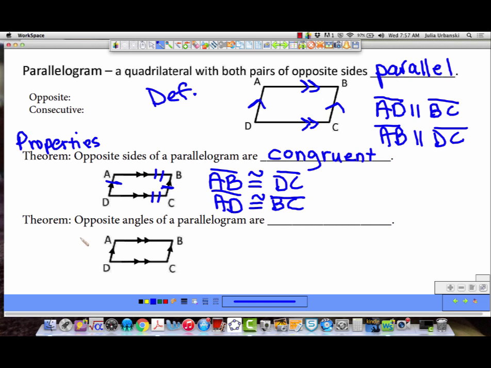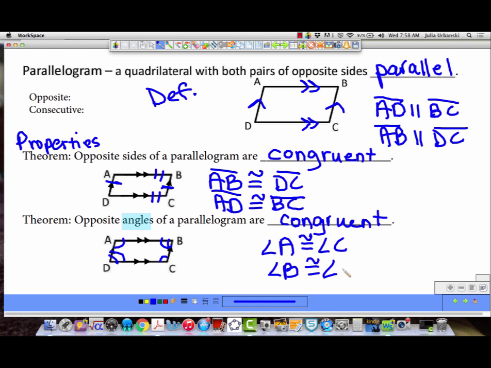Look at the next one. How does that change? Opposite what? Angles are congruent. So that's another rule that's always true. Opposite angles are congruent. So angle A would have to be congruent to what angle? C. Whenever you have a parallelogram, the opposite angles are congruent. So angle A is congruent to angle C, and angle B is congruent to angle D.